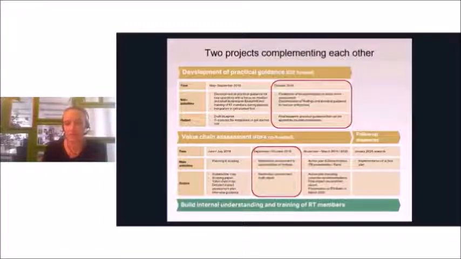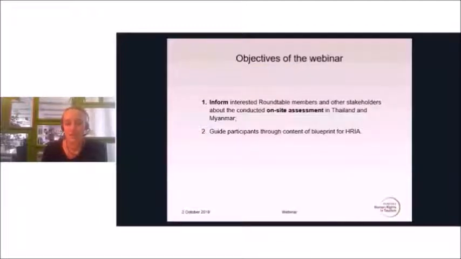The second part, the value chain assessment, which is funded by the Swiss Federal Department for Foreign Affairs, FDFA, was conducted in Myanmar and Thailand from the 4th to 17th September. I will shortly hand over to Matthias to explain this part in more detail. With our webinars today and the last webinars, we would like to inform you about the on-site assessment that we conducted in Thailand and Myanmar, and to guide you step by step through the content of the blueprint tool. So I would like to hand over now to Matthias from Focusright, who will explain in detail the tool and what it looked like to test it on the ground and what we will do with the findings and learnings now. Thank you.